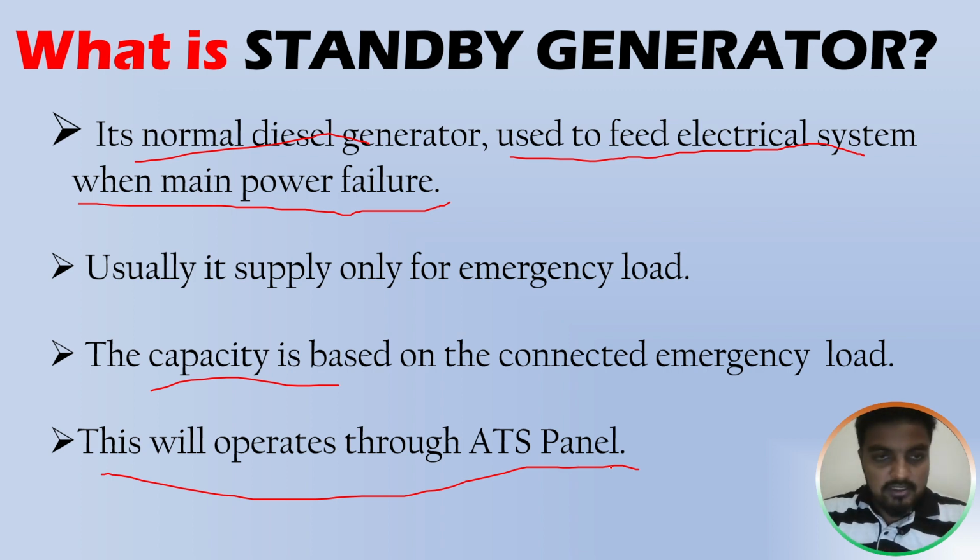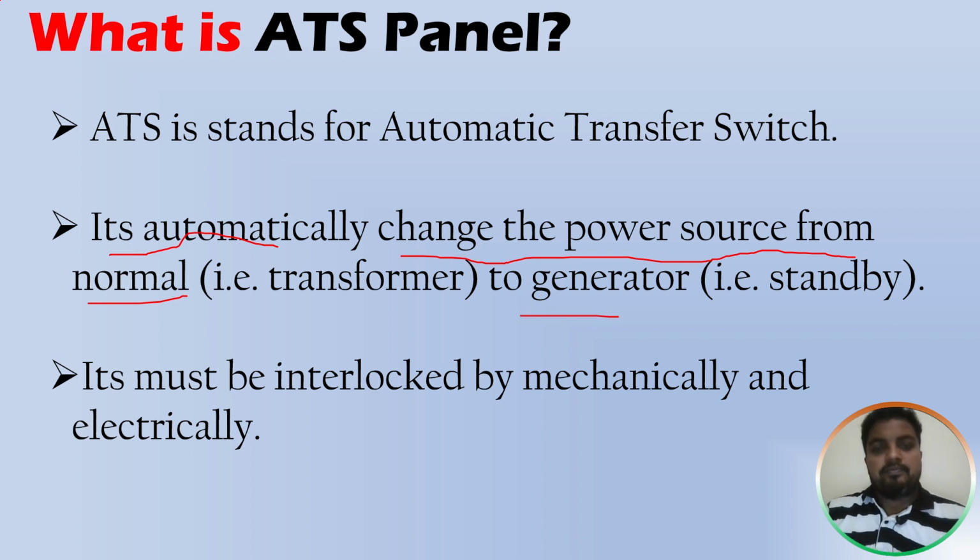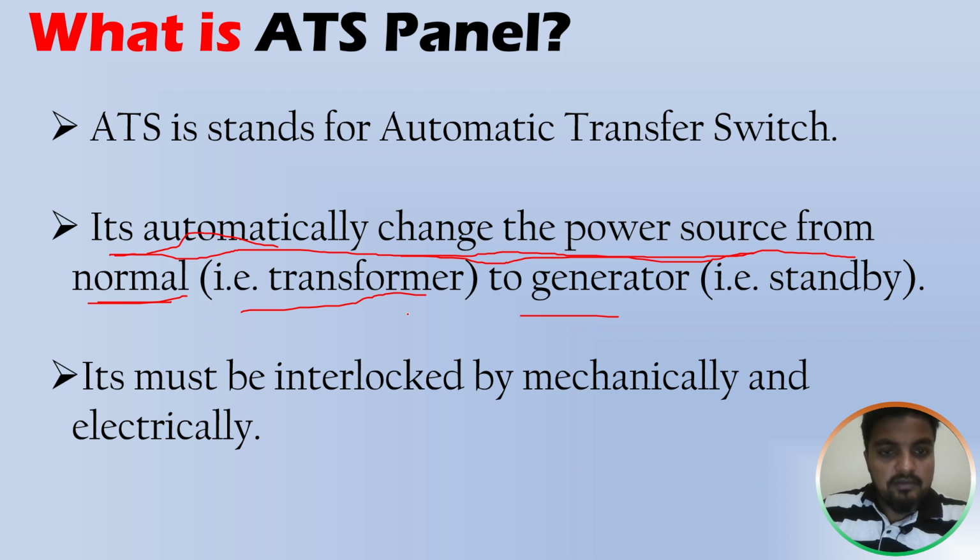We are going to see the ATS panel in the next slide. ATS stands for automatic transfer switch, and it automatically changes the power source from normal to generator. As I told you before, if anything happens in your power system, if your LV panel is tripped, at that time what will happen? It automatically changes the power source from normal to emergency. That is, from your transformer feeding the LV panel to generator feeding, the generator source. It will transfer the normal feeding to the generator source.